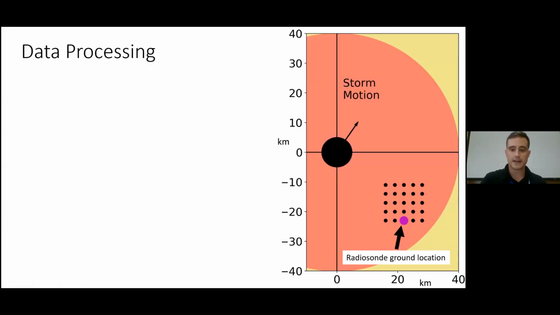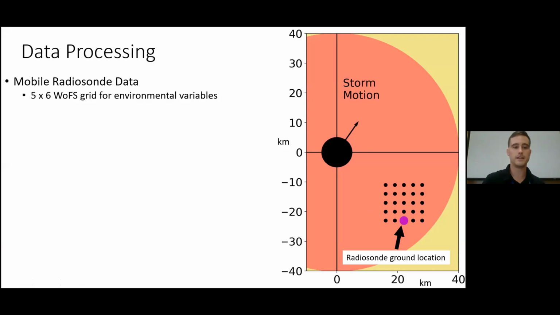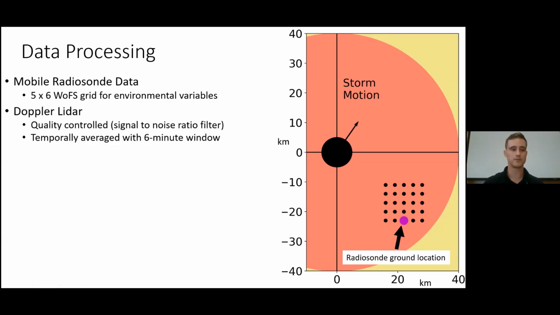The processing that I did to the data was that for the environmental variables like CAPE and SRH, I pulled from a grid north and east and west of the observation. You can see here on this graphic where the magenta dot represents the location of the observation relative to the storm, and the black dots represent the grid points that I'm pulling from to create a distribution. The radiosonde travels through this area as it's collecting data, and so this is a way of dealing with that variability in location.